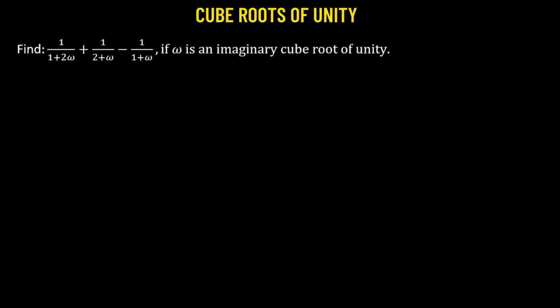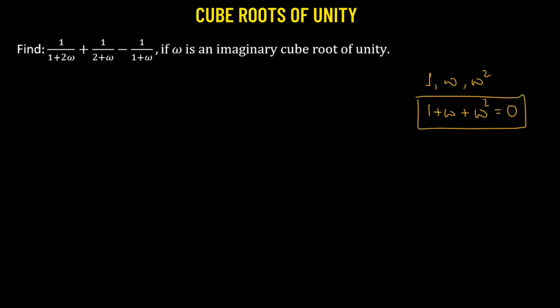We need to find the value of this given expression, provided omega is an imaginary cube root of unity. There are three cube roots of unity: 1, omega and omega squared, such that when we take the sum of the roots, 1 plus omega plus omega squared is going to give us 0. We'll use this property a little later.